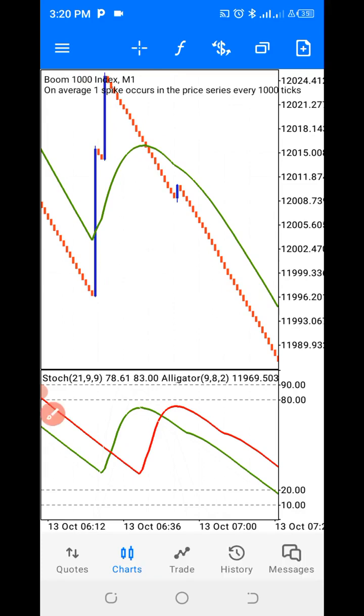So the first thing, for those of you that are new, is that you click on this F here. You click on this F here.